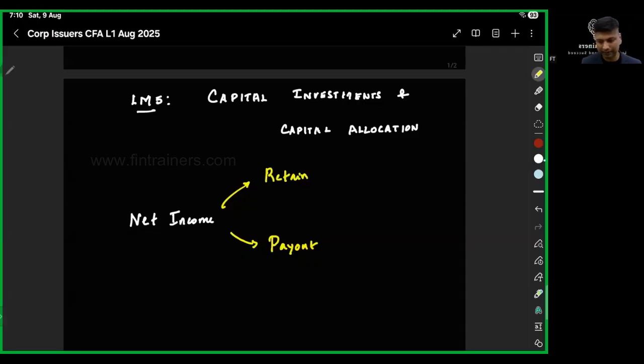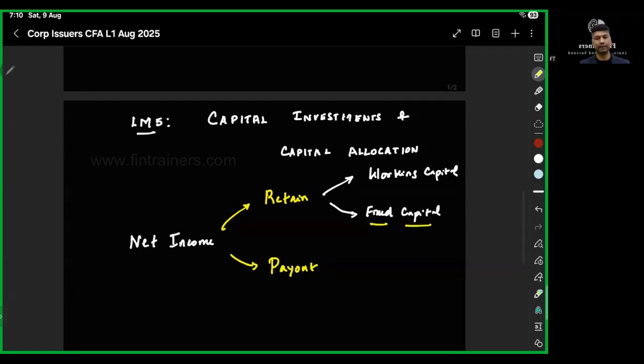What are the two uses? I just talked about that. When you retain it, you can use it for working capital or fixed capital. Investment in fixed capital. So this is what we are going to be looking at. So to begin with, there is a bit of a theory discussion about the various types of projects, capital projects.